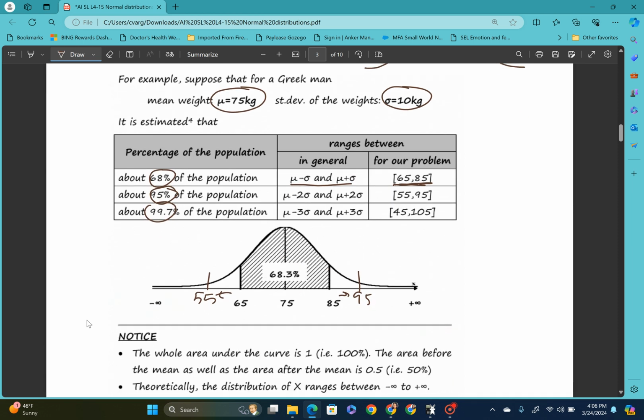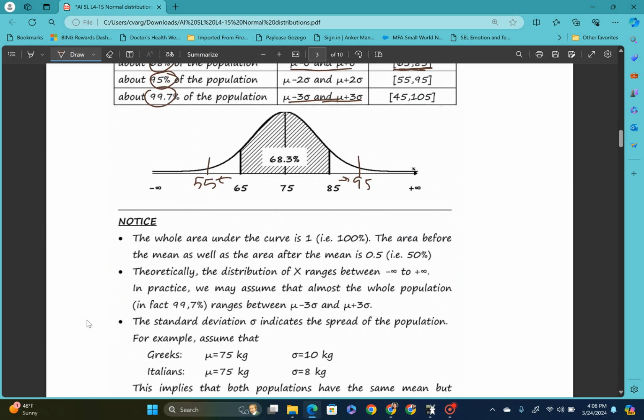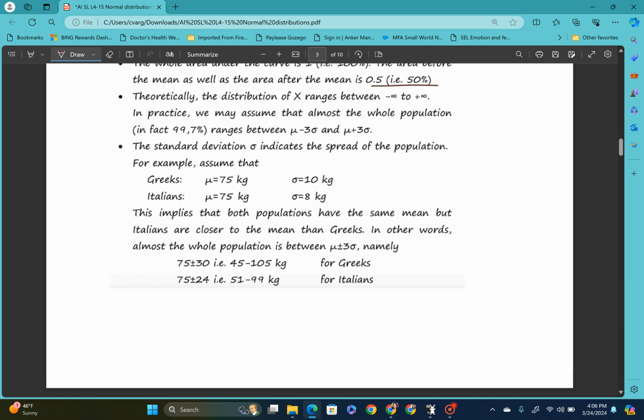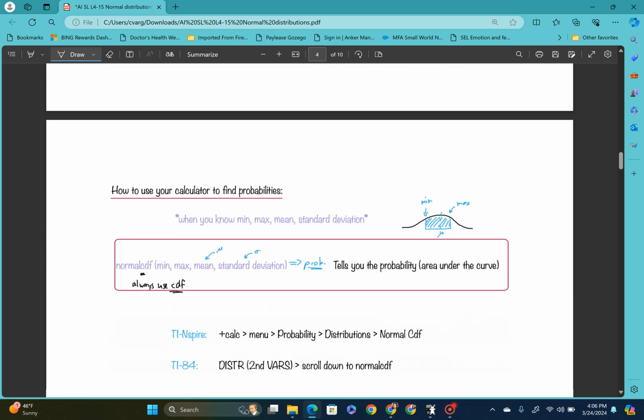And so you can do the third standard deviation, 3 standard deviations below and above, 45 and 105, that's 99.7. So this is just a refresher. The whole curve is 1 or 100%. Half of it is going to be 50% of that. Again, you can go through and read this part right here.